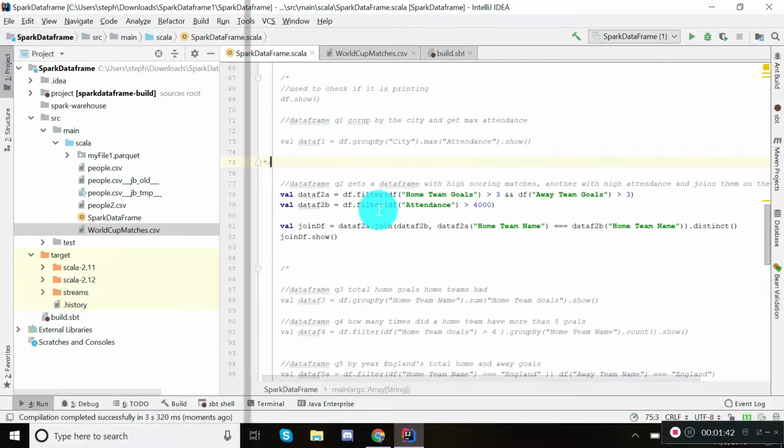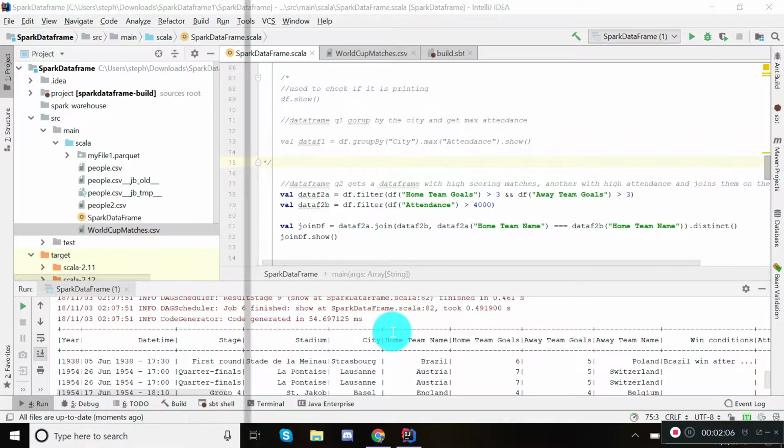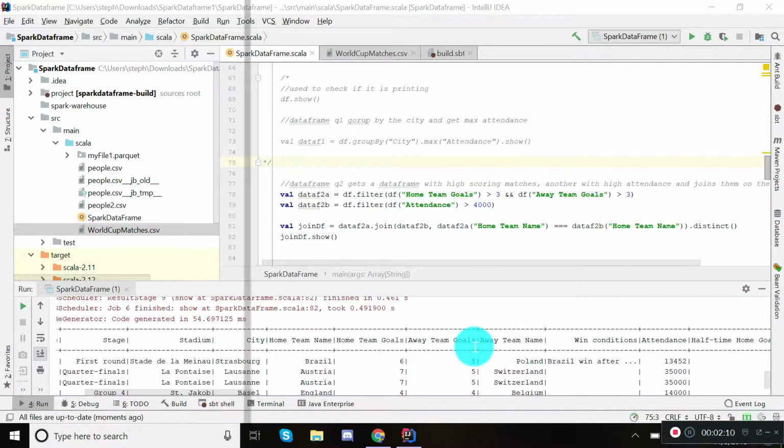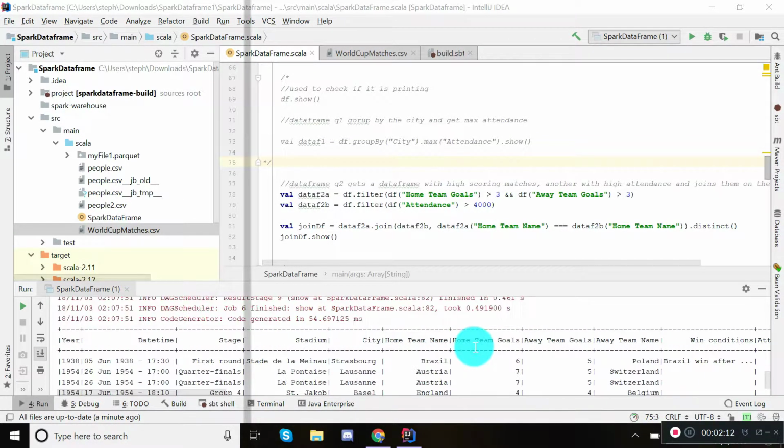Then these two data frames are joined together by their home team. And this distinct makes sure that there's no duplicates. I probably don't need that. And then I show it here. So as you can see, it joined the tables together. So the table's extra long.